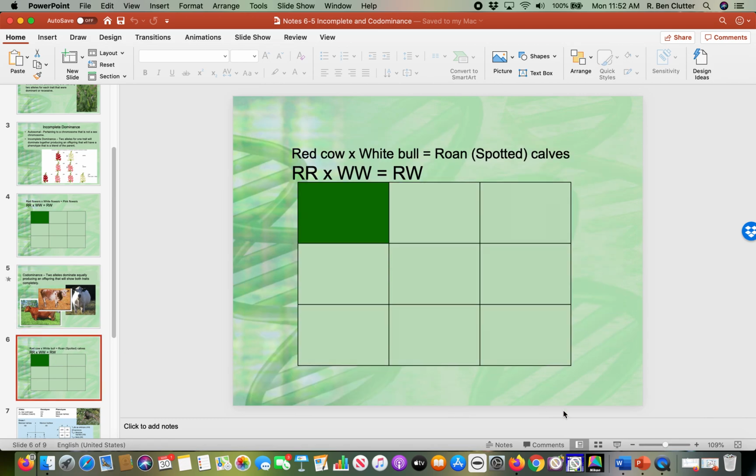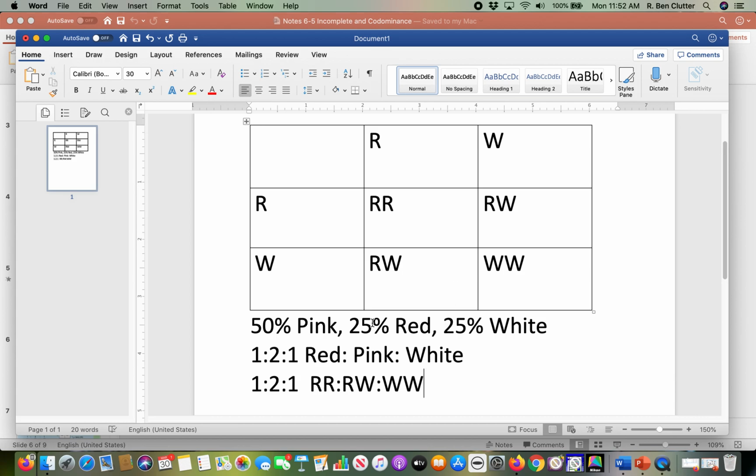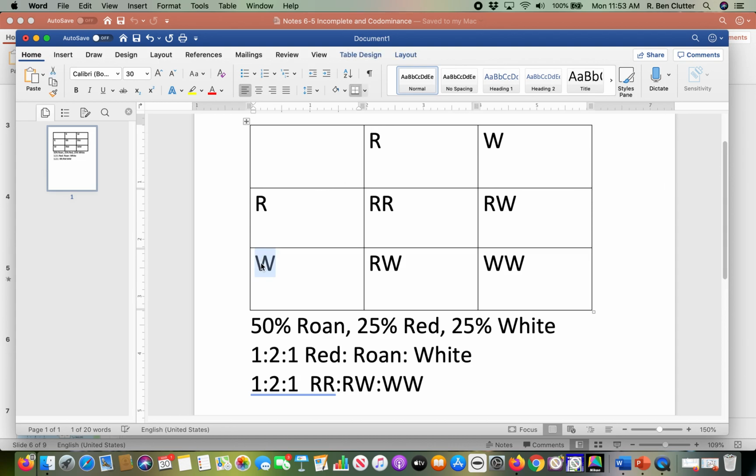Okay. So these Punnett squares look exactly the same. The only difference is in our results. Basically, instead of pink, we would have roan, also known as spotted. But everything else is exactly the same if we cross a spotted cow with a spotted cow. If it's a red cow with a white bull, then we'd end up with all 100% spotted.